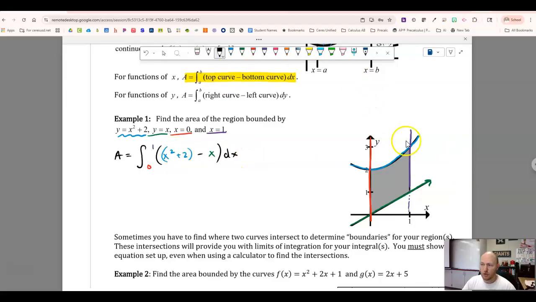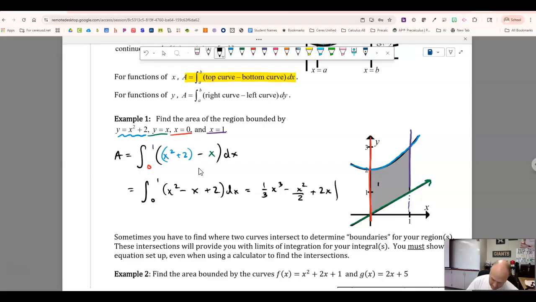In an FRQ that can have this type of question, sometimes they just want you to set it up. This is pretty straightforward. So let's go ahead and clean all of this up. This is the integral of x squared minus x plus 2 dx. And we can easily find an integral of this, right? We have 1/3 x cubed minus x squared over 2 plus 2x, evaluated from 0 to 1, okay?